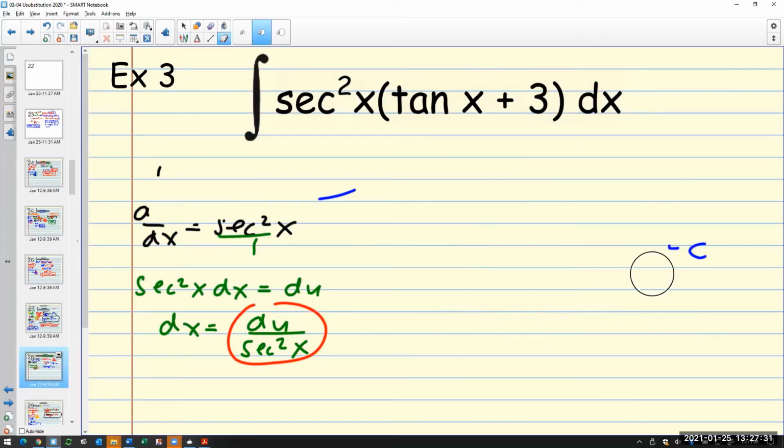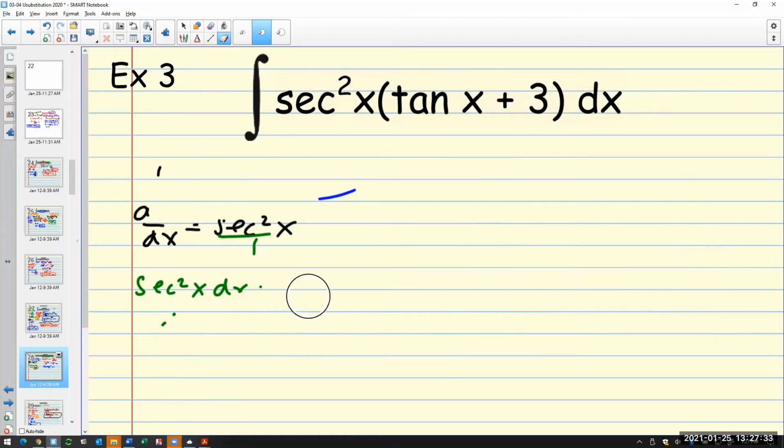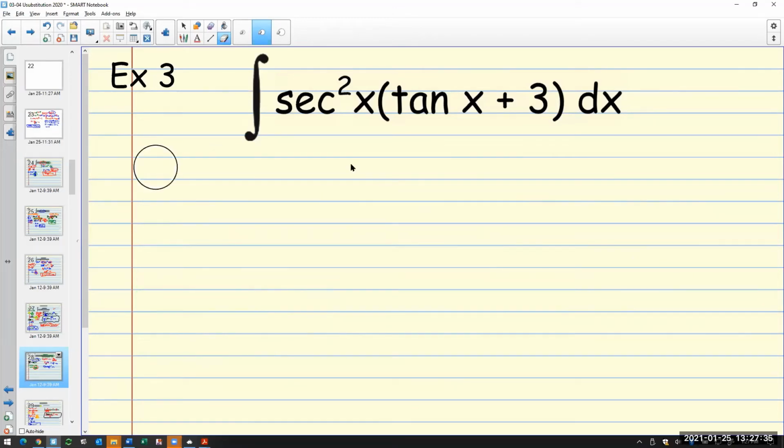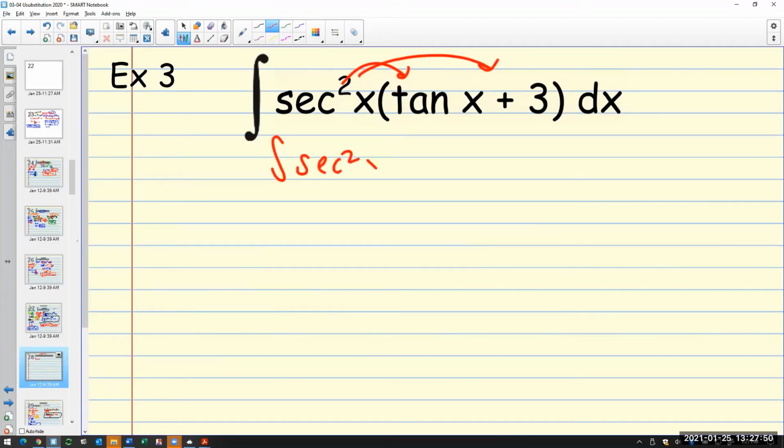Okay. I have secant squared times this tangent x thing. And I'm looking at my formula sheet and there's a secant x times tangent x, but there's no secant squared times tangent x. Think about this. Let me distribute this and see if anything happens here. If I distribute this, secant squared x dx. Okay.